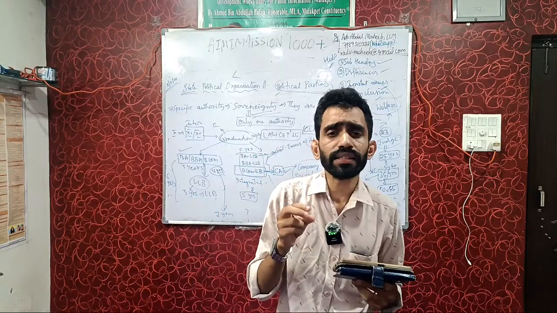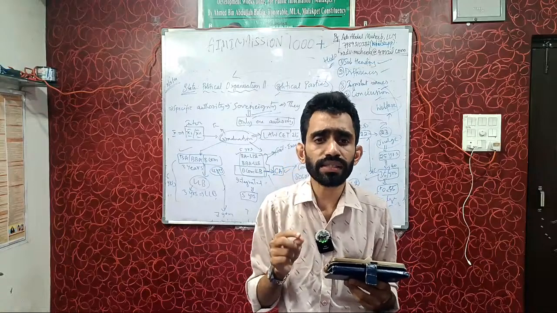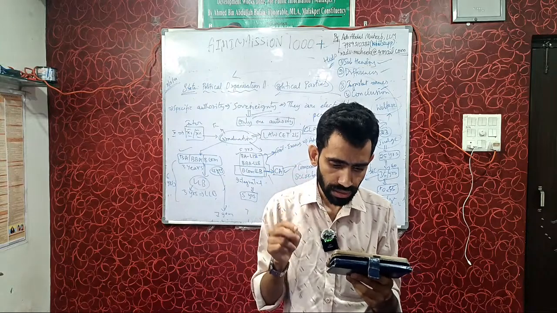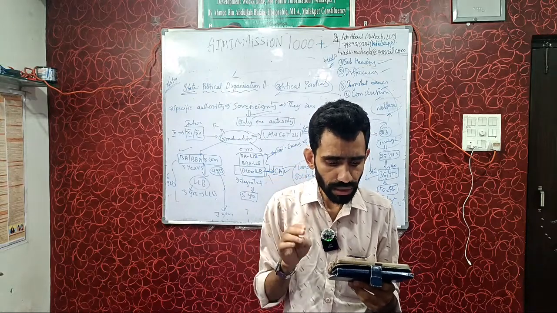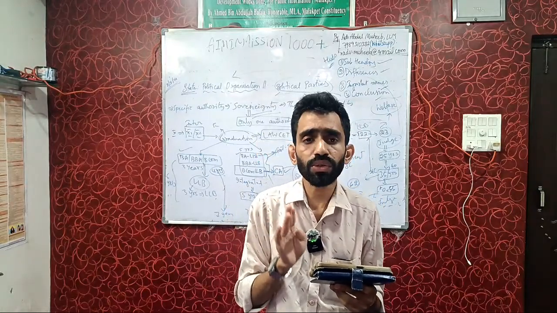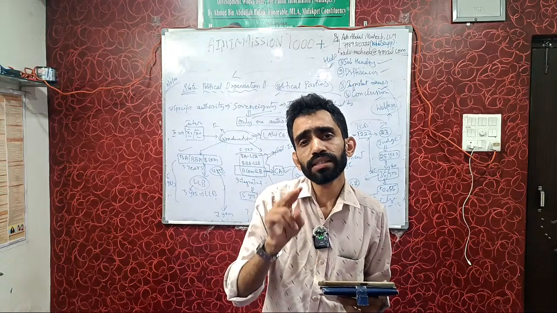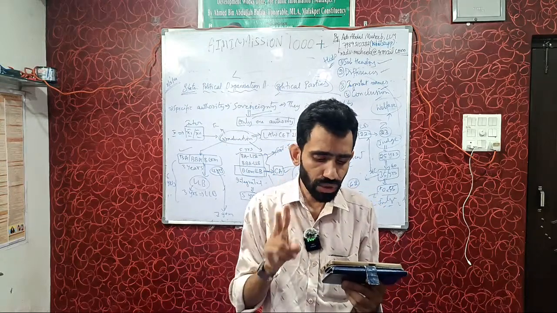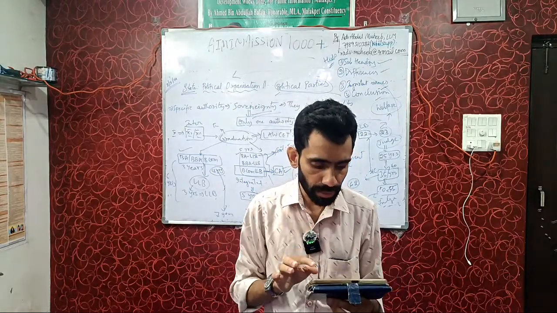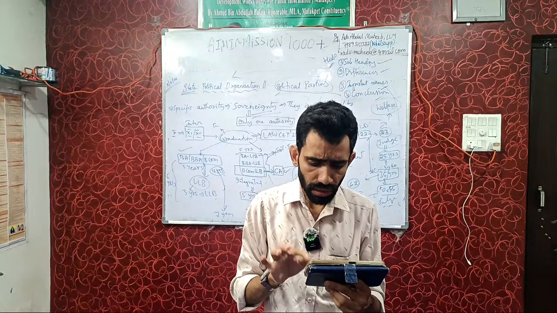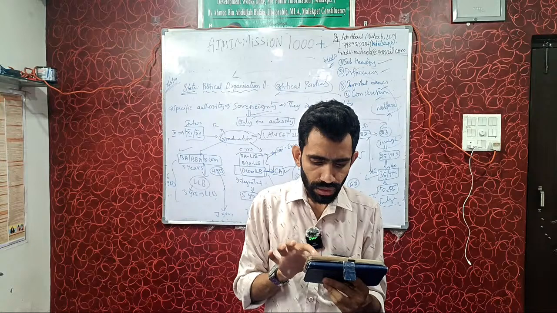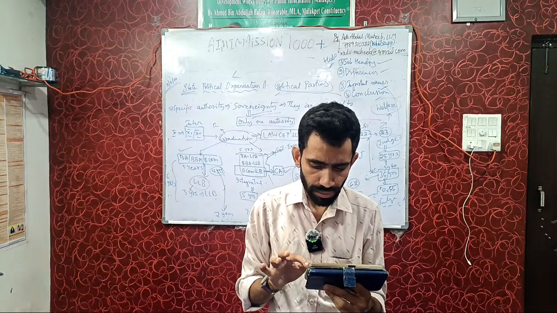Now, as you can see, the Constituent Assembly had two roles. That is, a constitution making body and also a provincial parliament, passing laws for the new nation. One, it was the constitution making body, as well as it acted as provincial parliament. So this was about your Constituent Assembly.